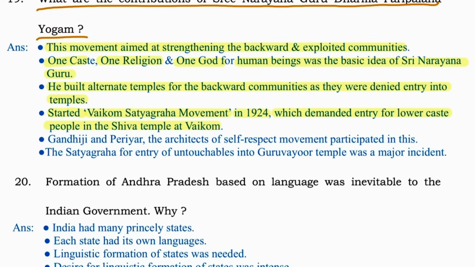Next, Gandhiji and Periyar, the architects of the self-respect movement, participated in this. The Satyagraha for entry of untouchables into Guruvayur temple was a major incident.